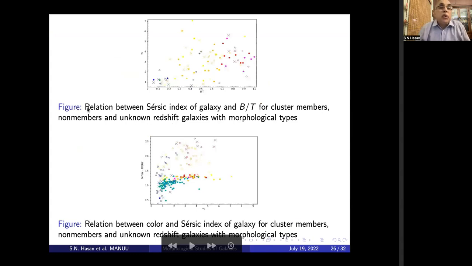In these figures, we show the relation between Sérsic index of galaxy and B/T for cluster members, non-members and unknown redshift galaxies with morphological types, and the relation between color and Sérsic index of galaxies for cluster members, non-members and unknown redshift galaxies with morphological types is given in the lower diagram.